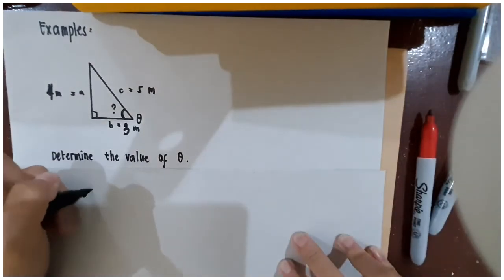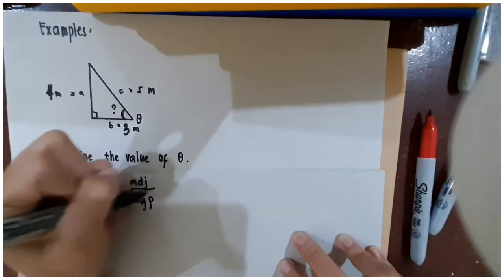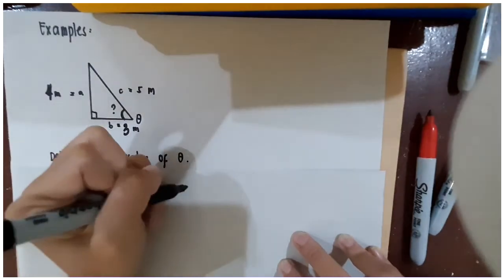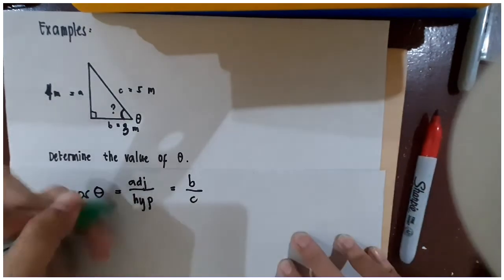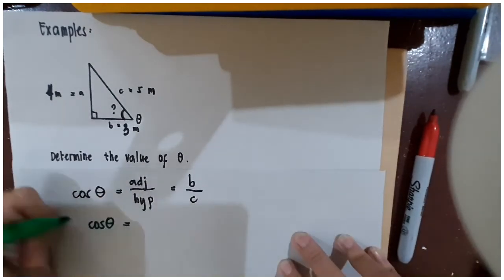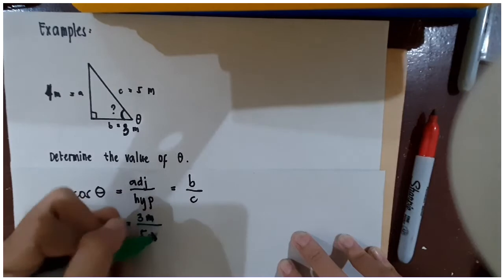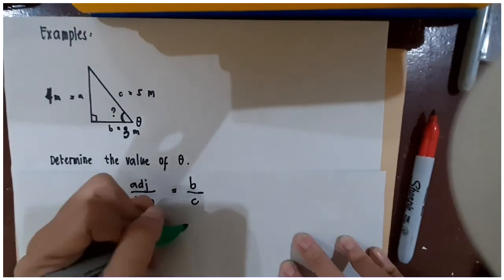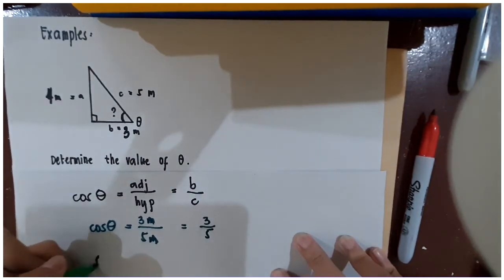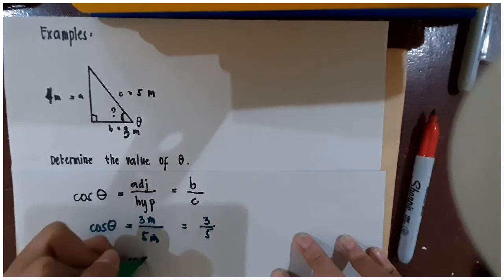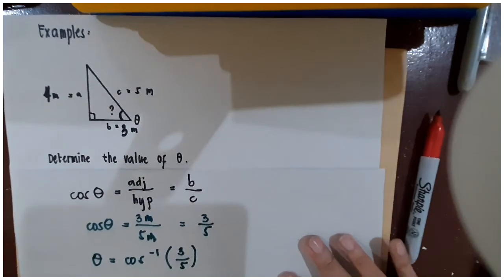That's cosine theta, adjacent over hypotenuse. Your adjacent now here is your side B and your hypotenuse is C. So this is equivalent to B is 3 meters over 5 meters. So cancel. You will have 3/5. Okay. So rewriting this, theta is equal to cosine inverse 3 over 5. Okay.